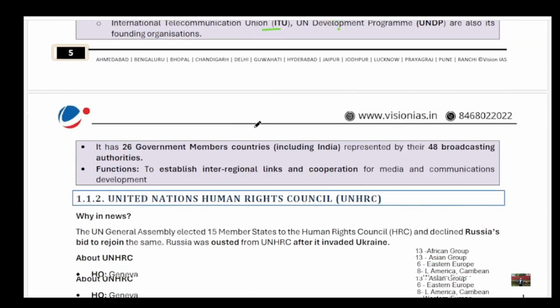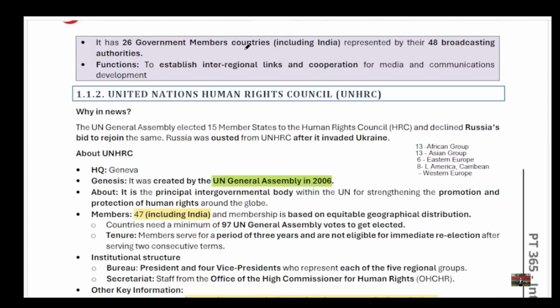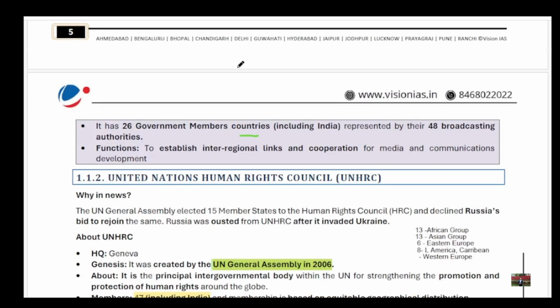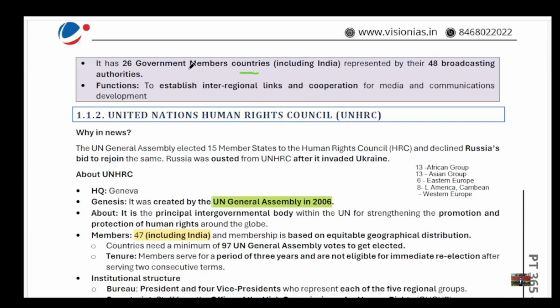So there are a total of 26 government member countries, including India. AIBD, the Asia Pacific Institute for Broadcasting Development, has a total of 26 government member countries, and India is part of it. What is the function of AIBD? To establish inter-regional links and cooperation for media communication and development.